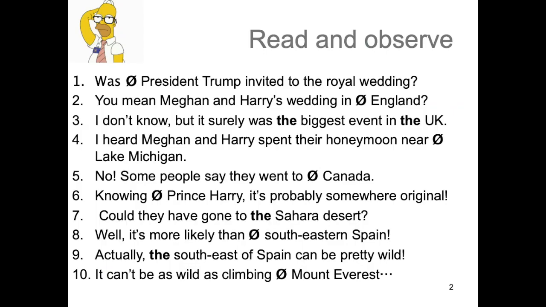All right, so here is a series of sentences in English, and try to notice what can become a pattern for the use of the or the zero article in front of a proper noun. So, was President Trump invited to the royal wedding? You mean Meghan and Harry's wedding in England? I don't know, but it surely was the biggest event in the UK.